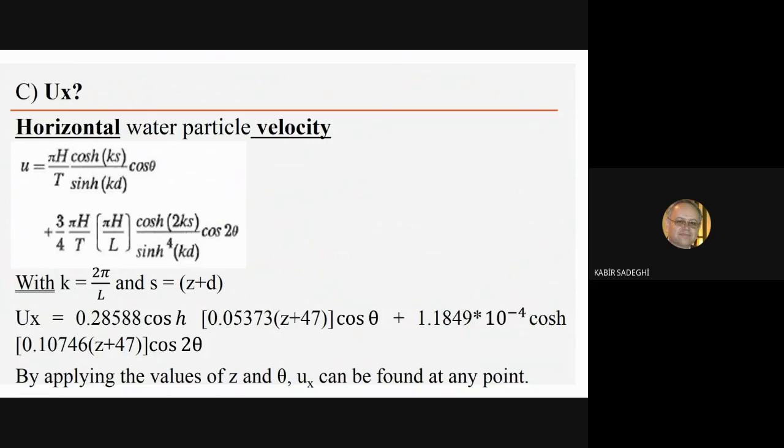After applying the values, the horizontal velocity in the x direction gives us a value like this. These are given, you know, everything. And then by applying the values of theta, ux can be found at any point. Therefore, z and theta, this is the parametric response, you can find for any location, because acceleration depends on the depth where the water particle is and also on the phase angle, theta.